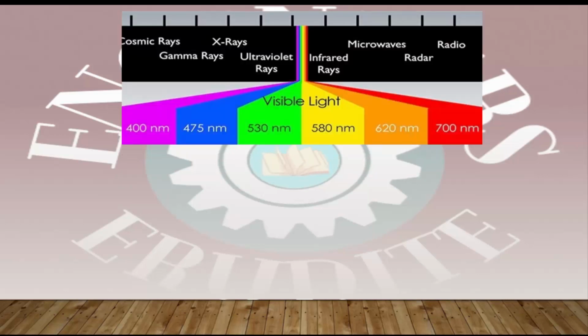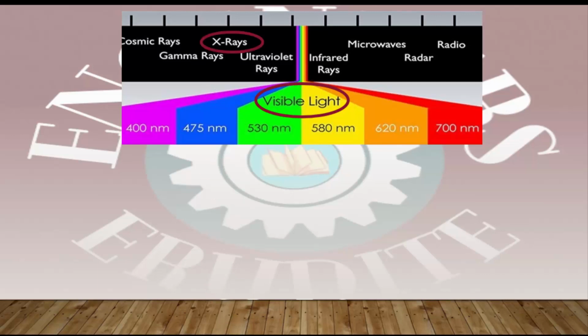Before going into the discussion, I would like to pay attention to the electromagnetic spectrum, and you can see that there are various regions in the electromagnetic spectrum. The visible light contains 7 colors with different wavelengths. As you can see, it ranges between 400 nanometers to 700 nanometers. In microscopy, our interest is visible light.